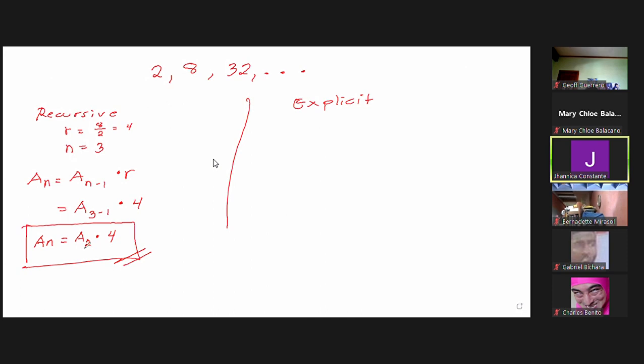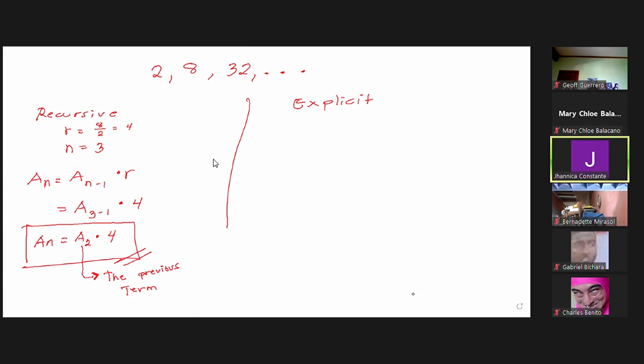What does a sub 2 stand for? A sub 2, okay, is the previous term of your geometric sequence. Looking at the geometric sequence that we have, the previous term is 32. So to find the next term after 32, 32 times 4, that will be your next term using the recursive formula.